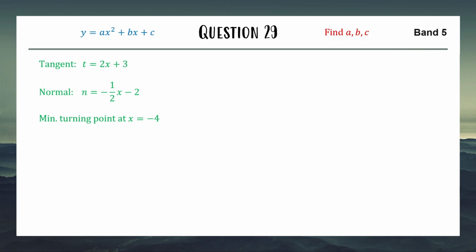Okay, there's a fair few things we can do here, and there's a fair few places we can start. What we definitely want to figure out is a point on this curve. So far, we don't have anything except that we know that x equals -4 is a point, but we can't really sub that in because we don't know what a, b, and c are.